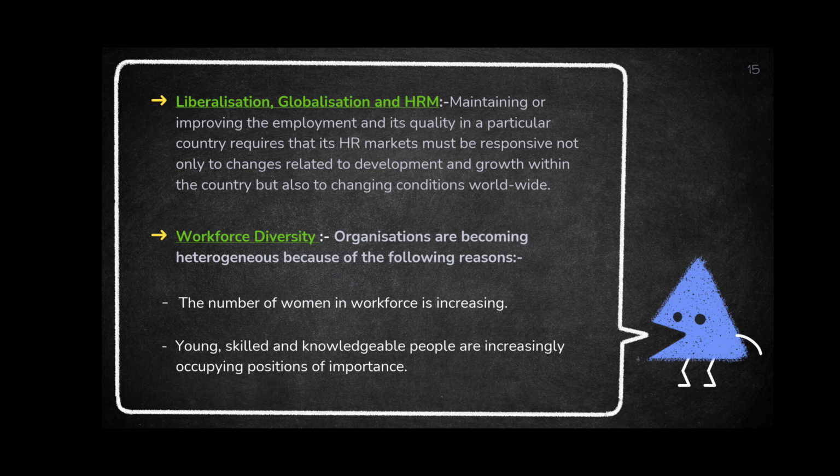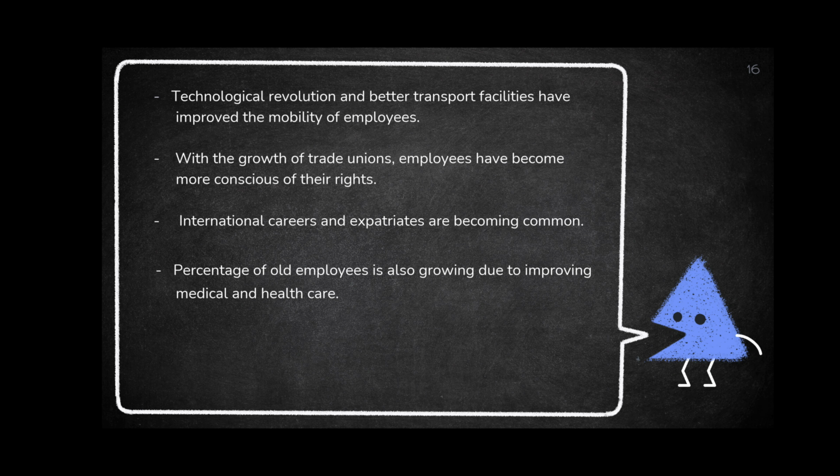Second, young, skilled and knowledgeable people are increasingly occupying positions of importance. Then we have technological revolution and better transport facilities, which have improved the mobility of employees. Then with the growth of trade unions, employees have become more conscious of their rights. They are well aware of what their rights are and to whom they can complain. Then we have international careers and expatriates becoming more common. Last, the percentage of old employees is also growing due to improving medical and healthcare.